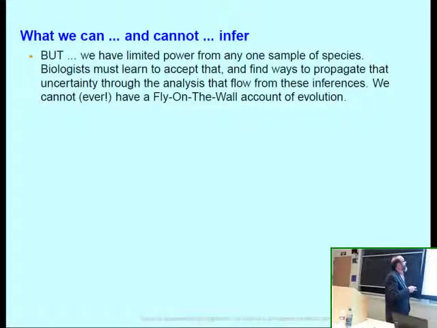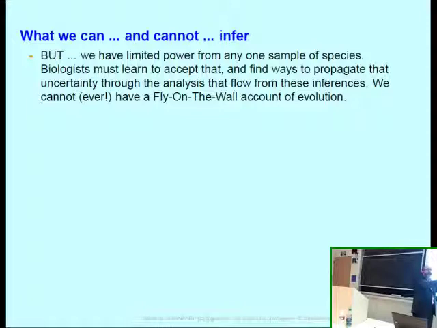So we have to find ways to propagate that uncertainty through the analysis, take it into account, take it to heart, report it, carry it on to any further studies that we do to try to understand the evolution of those characters, and just say, look, we have these rough estimates of covariation, and they've got big plus or minuses on them.